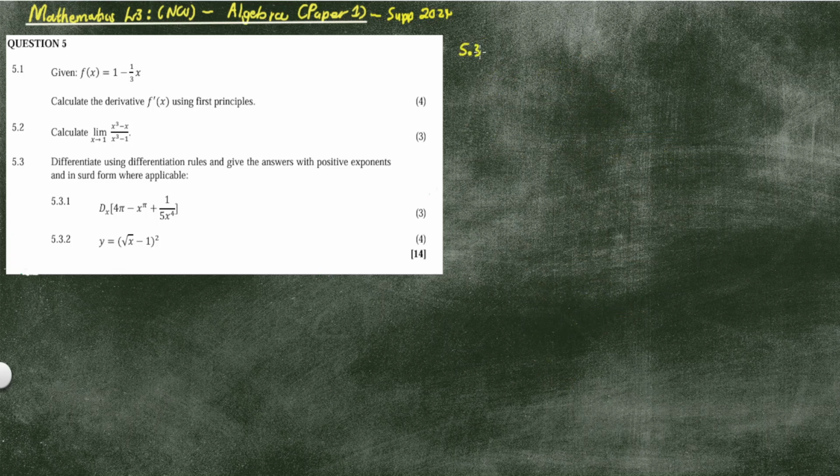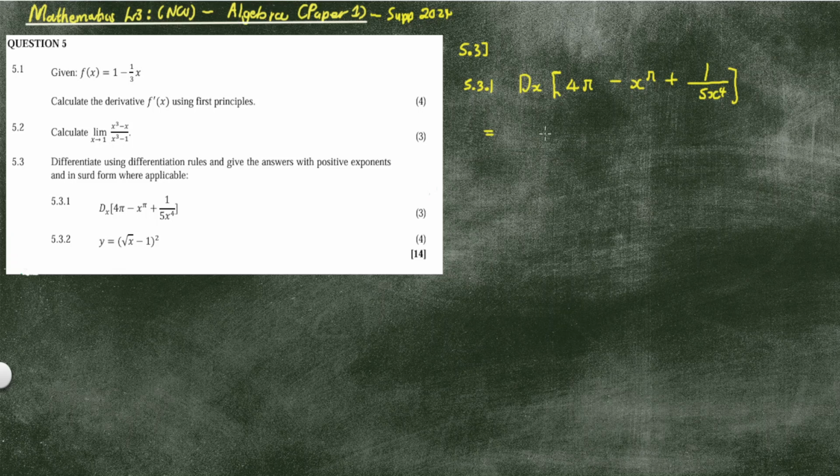5.3, using differentiation rules, differentiate the following and give the answers with positive exponents and in surd form where applicable. Alright, where applicable. We have 5.3.1 as d/dx of 4π minus x^π plus 1 over 5x^4 equal to.